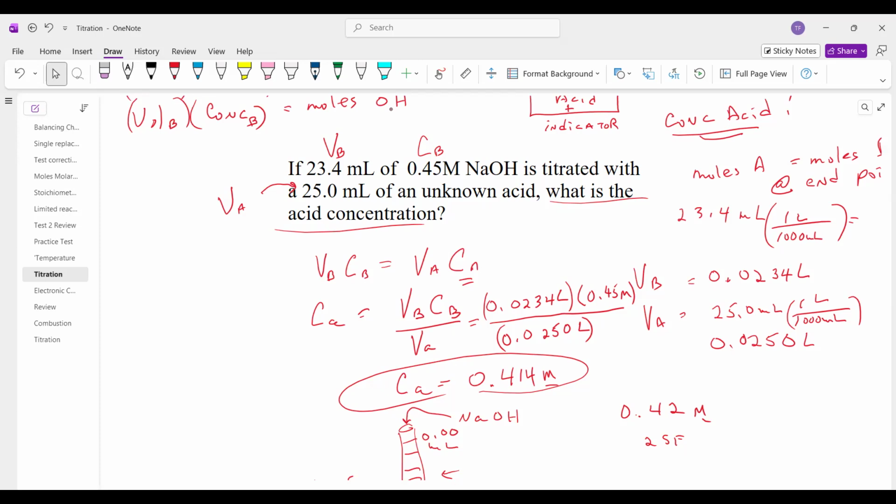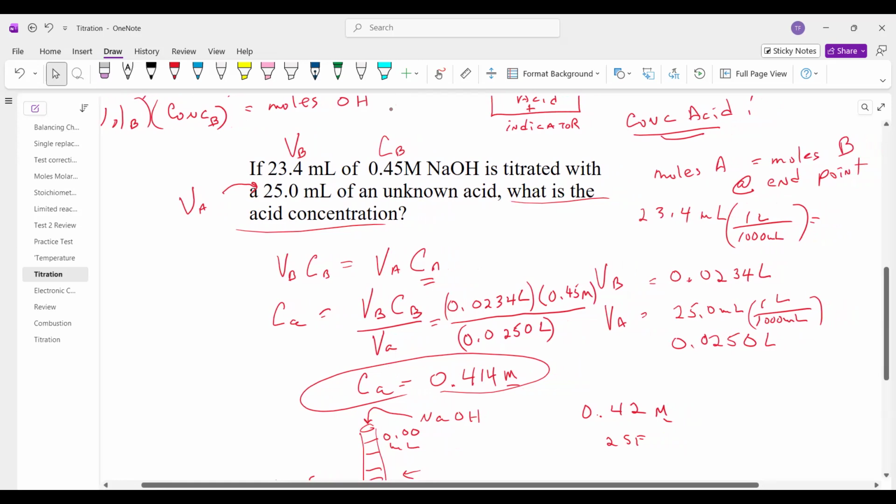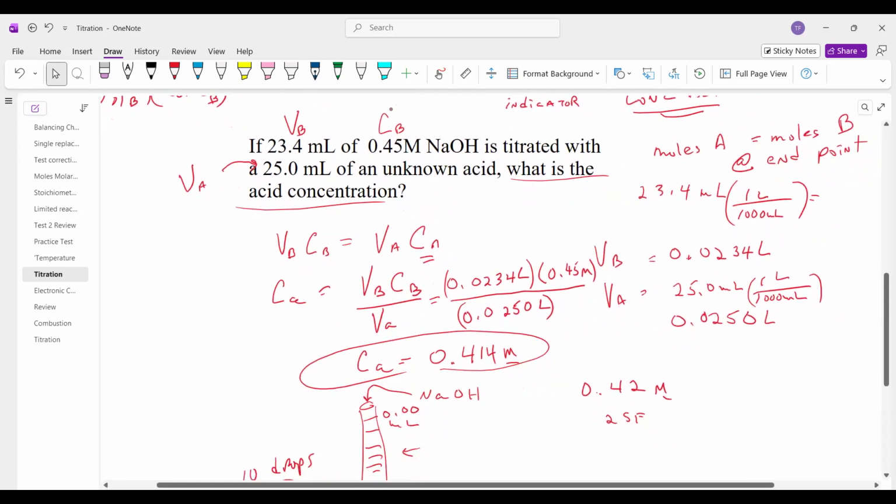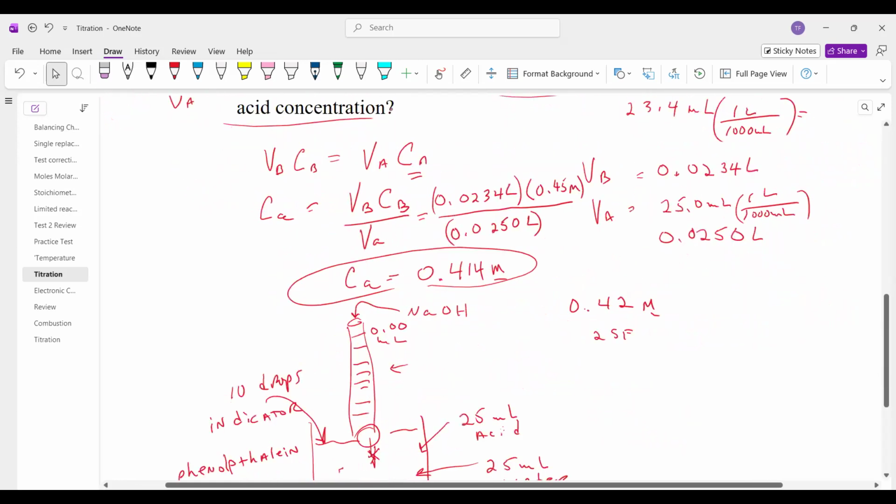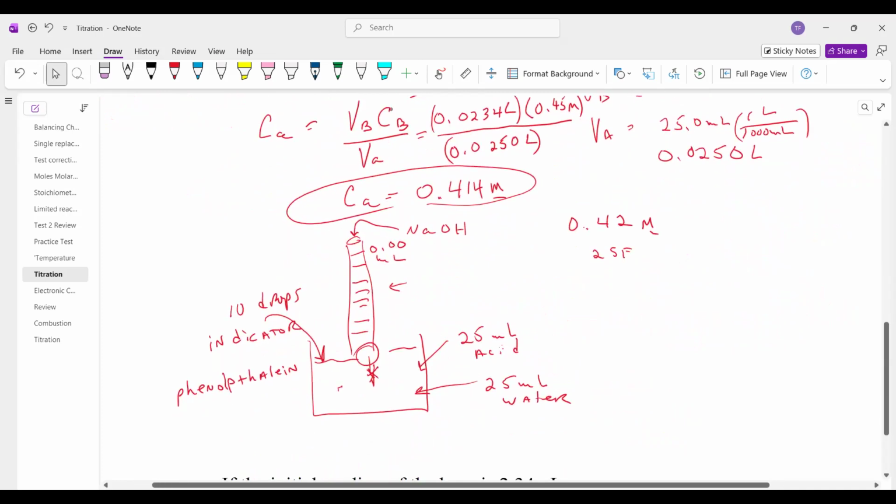Okay, are there any questions about this? Now, you've never seen this before. And there's a lot of parts. Now, your lab will pace you through it. You do one part at a time till you end up with calculating concentration of the unknown acid.